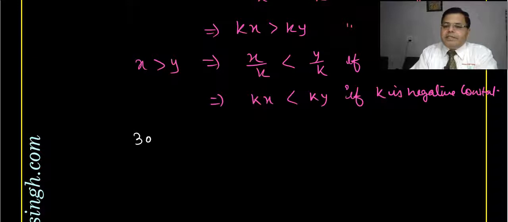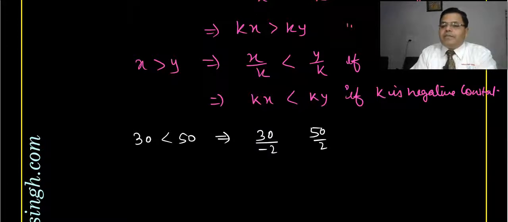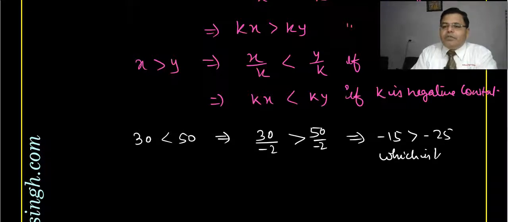Say 30 is less than 50. If you divide by minus 2, 30 divided by minus 2 and 50 divided by minus 2, then what will happen? This will be minus 15 and this will be minus 25. Of course, minus 25 is less than minus 15. So minus 15 is greater than minus 25, which holds true, isn't it?